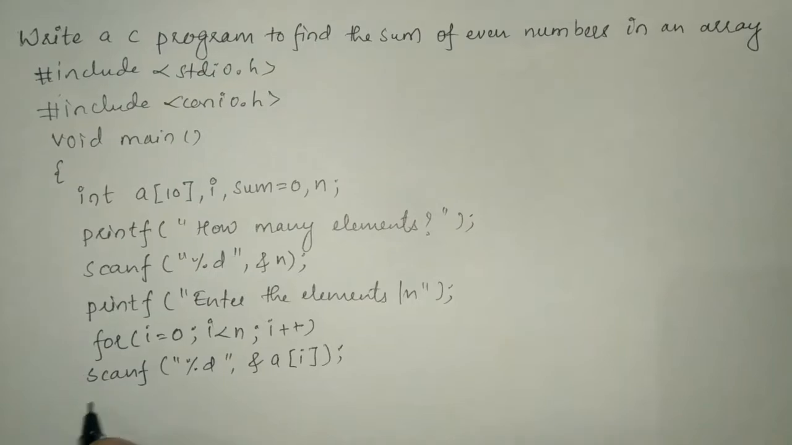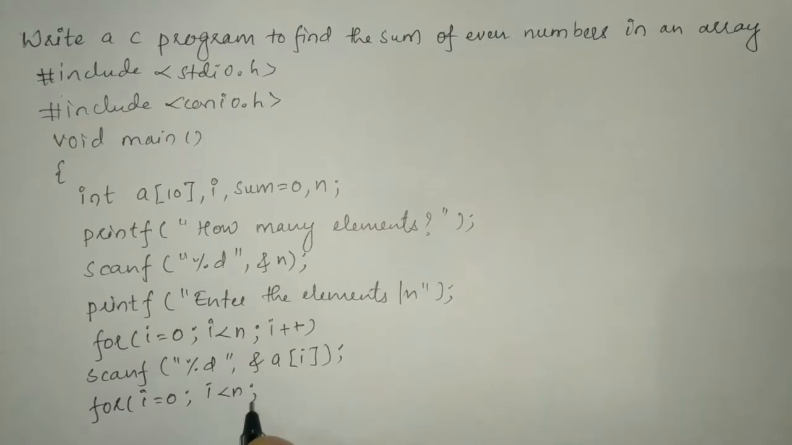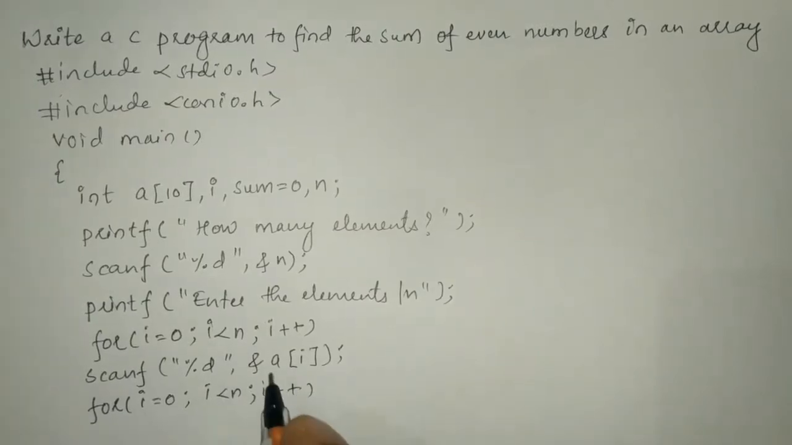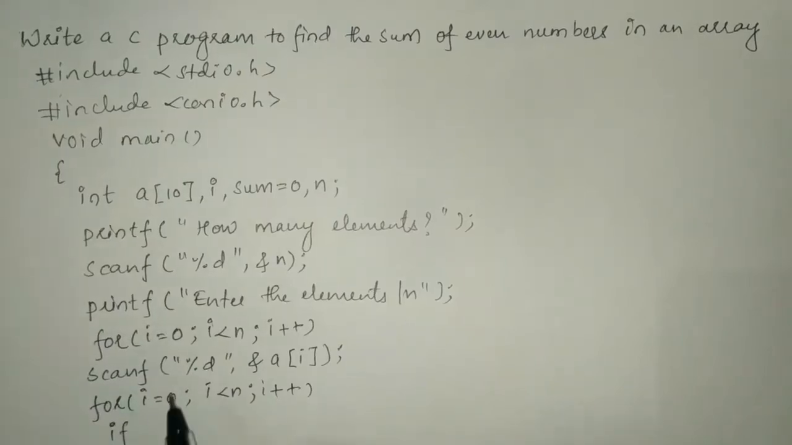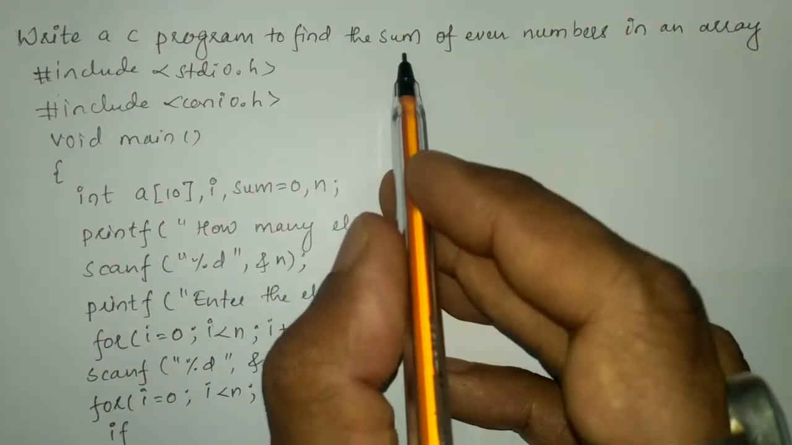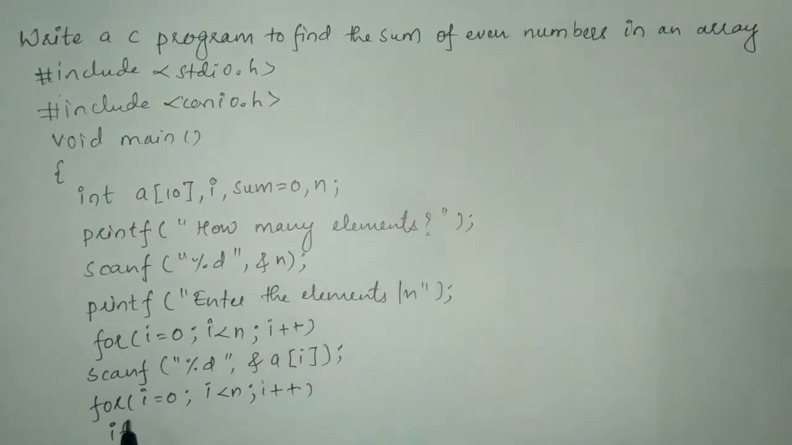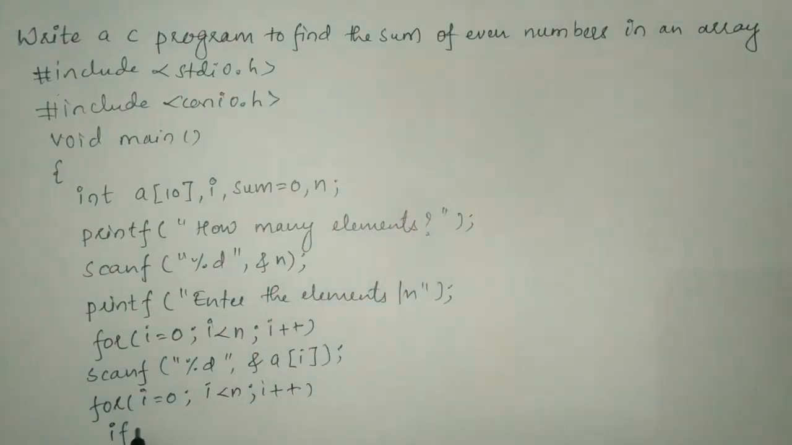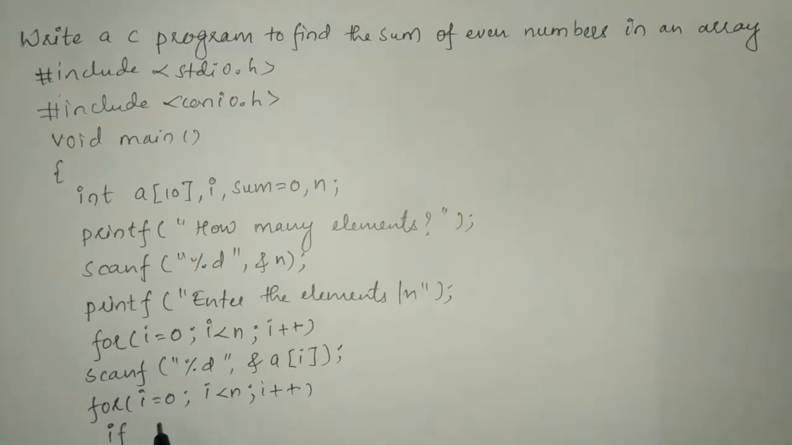So now let us write one more time the same for loop. For i is equal to 0, i is less than n, i plus plus, and now we are going to check the condition, if. So what is the purpose of this program? Sum of even numbers in an array. In order to check the number is even or not, we have to divide it by 2. If it is going to give us the remainder 0, then such numbers are called even numbers.